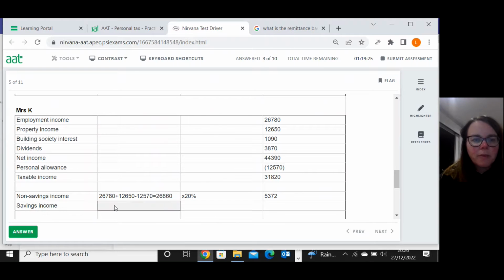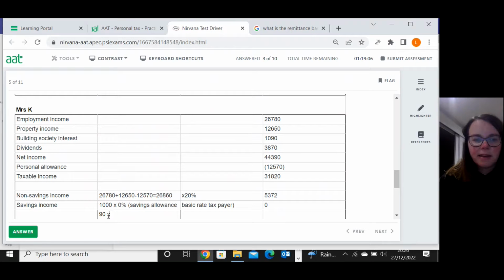Savings income. So we've established that she's a basic rate taxpayer. So the first £1,000 will be at 0%, and then that leaves us with 90 at 20%. Just checking. Basic rate taxpayer, right? So that comes to 18.